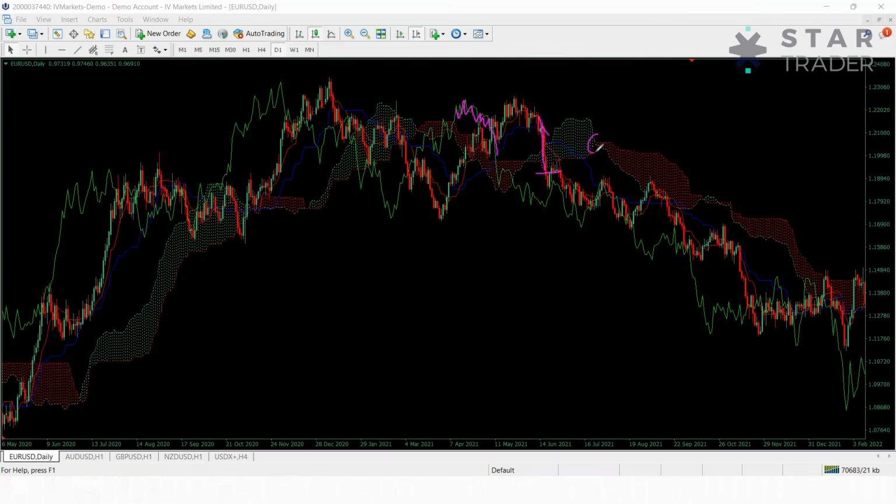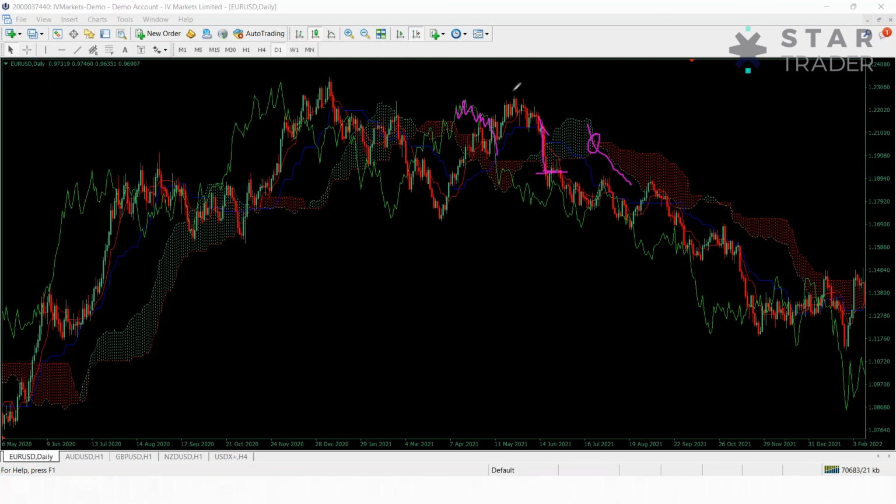The cloud turns its color from green to red. As you can see, this leading span A went down. It means the trend has now shifted again from bullish to bearish. So we are just entering the market here.